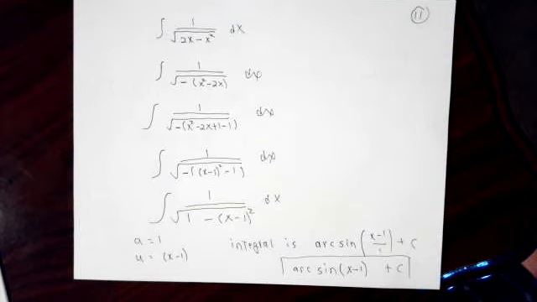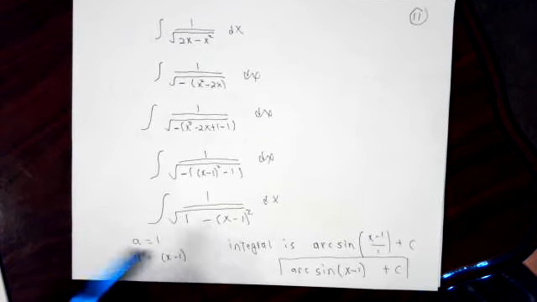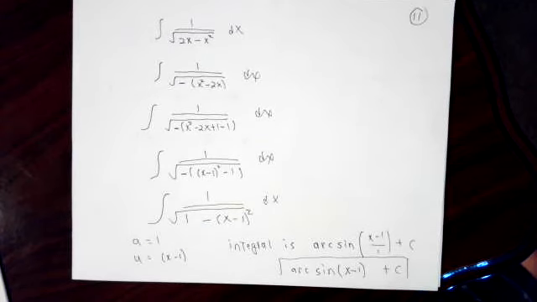And see, now it's obvious what kind of change of variables I can think of. The a squared is 1. The u squared is x minus 1 squared. So I ought to have a equal 1 and u equal x minus 1. Using the formula that we were using previously, the antiderivative is the arcsine of x minus 1 over 1, which is just arcsine of x minus 1 plus a constant.